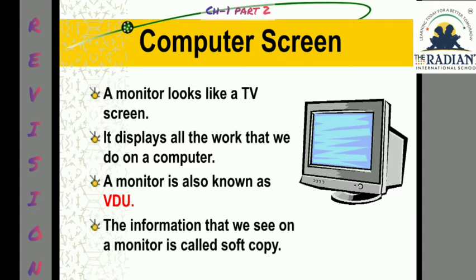The information that we see on a monitor is called a soft copy. After we finish our work, whatever we type in a computer, we can see on a monitor. That is called a soft copy.